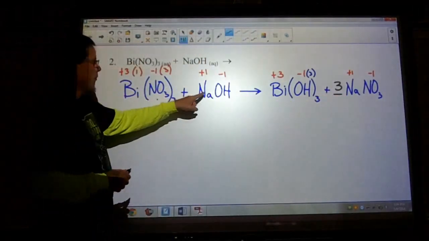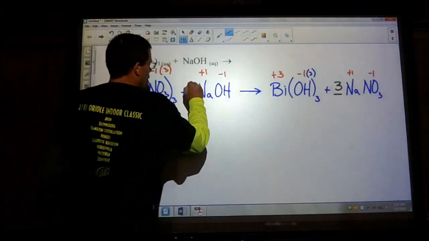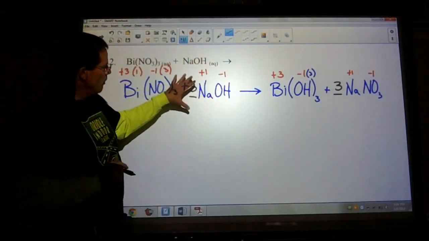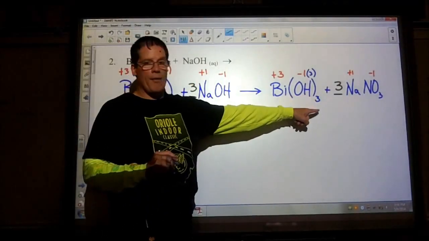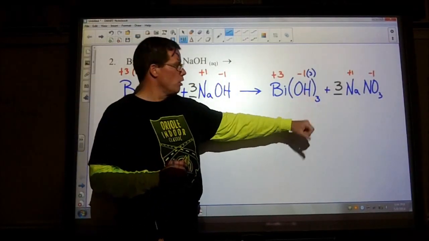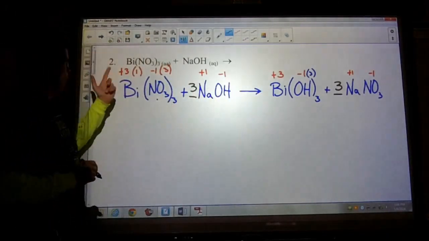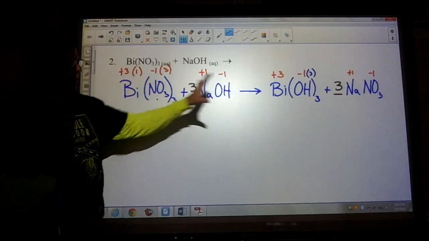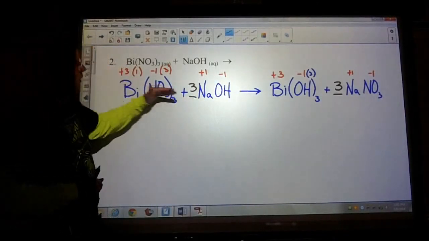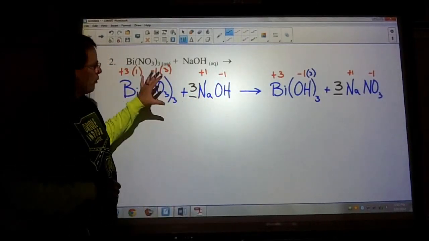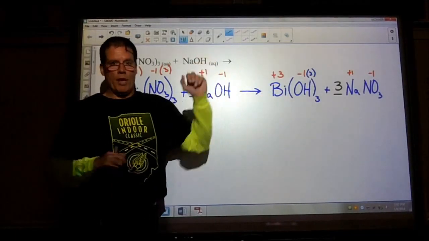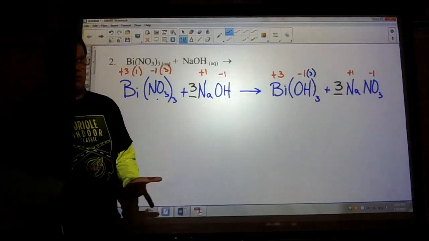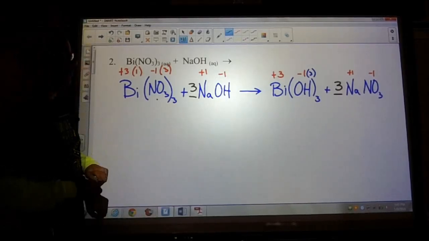So let's look over here. Here I only have 1 sodium. So I need to put a 3 there. By doing that, now that gives me 3 hydroxides. Here I have 3 hydroxides. Looking good. I have 1 bismuth, 1 bismuth. So there is the first step. Just like when we were doing stoichiometry, you still had to do this. In other words, write out the balanced equation. That's what all this involves, writing out the balanced equation. You had to do that. You've been doing that for many, many weeks now.